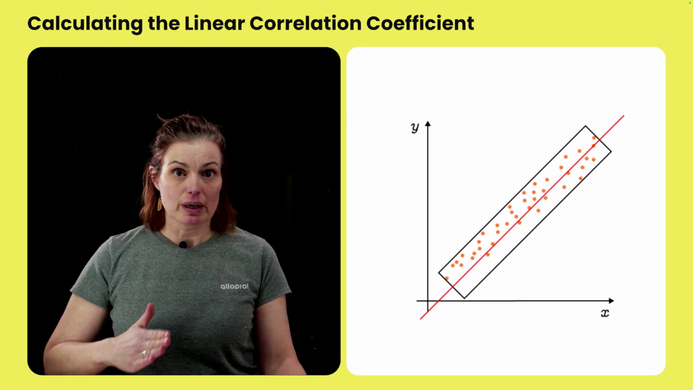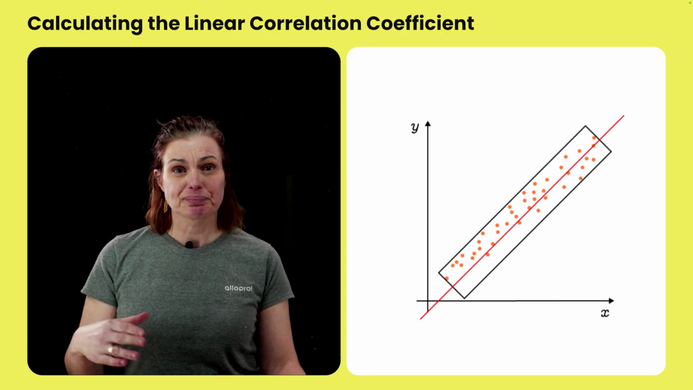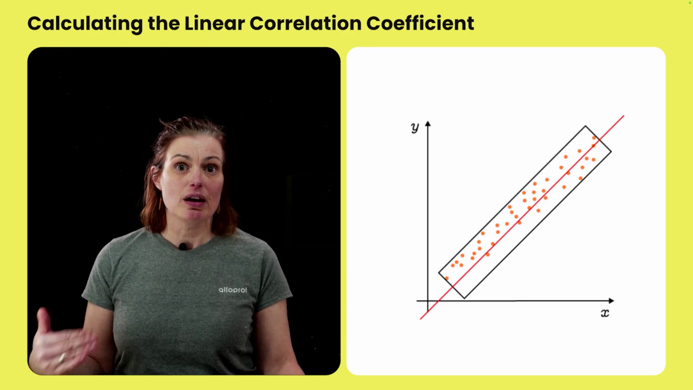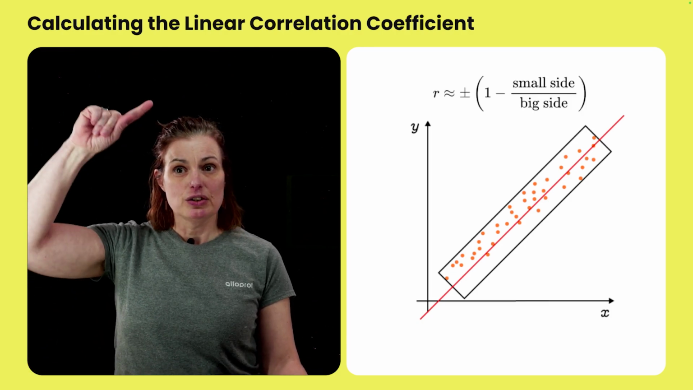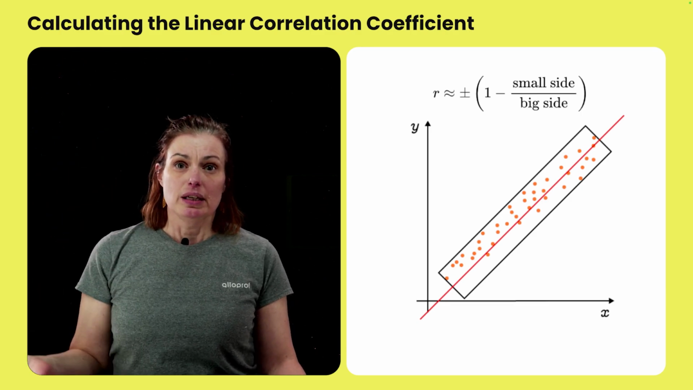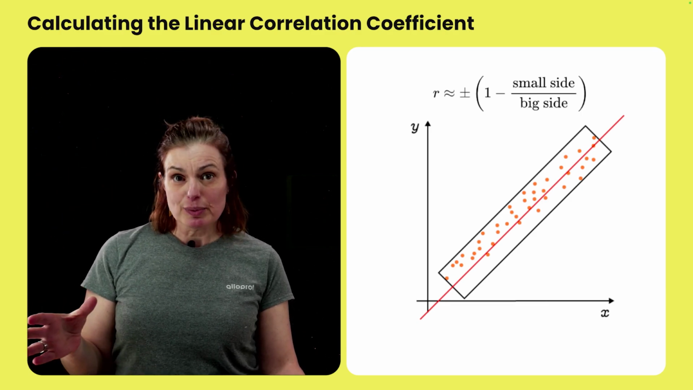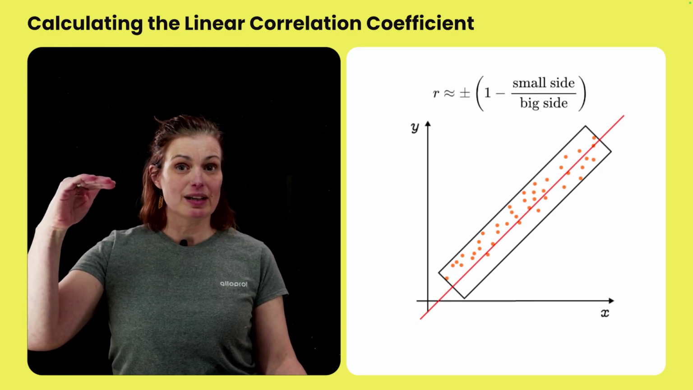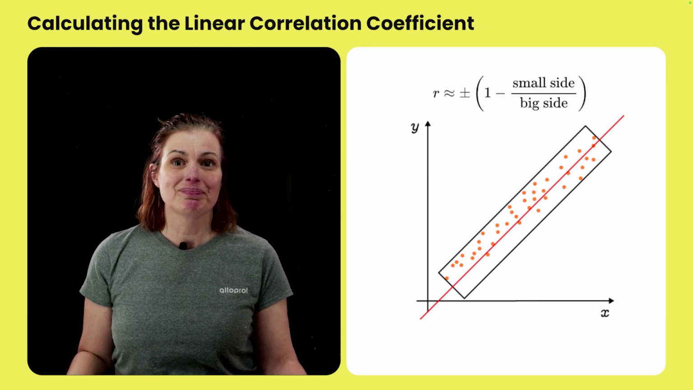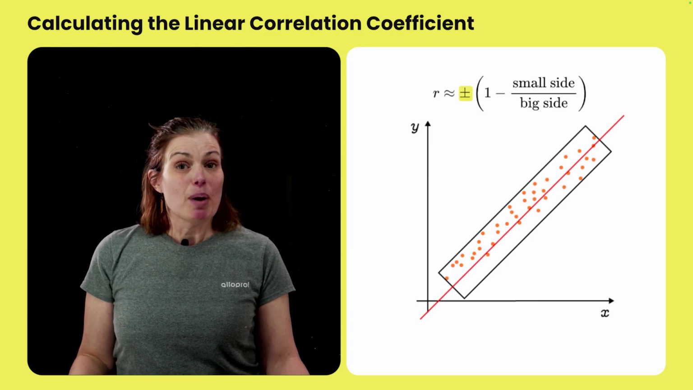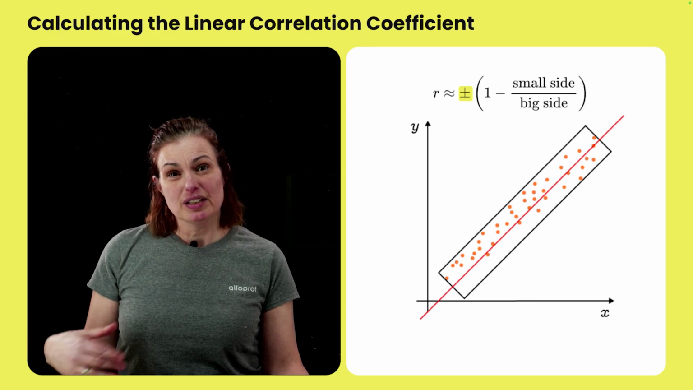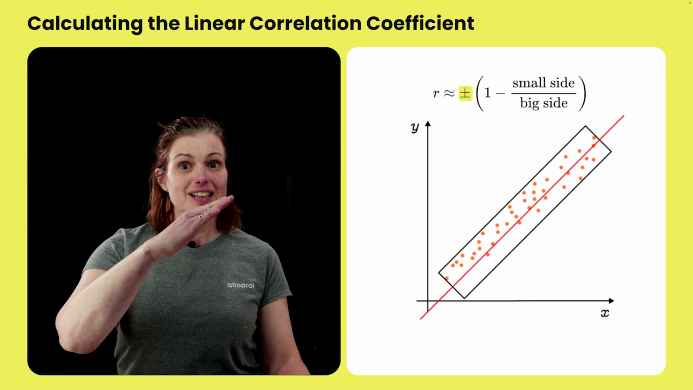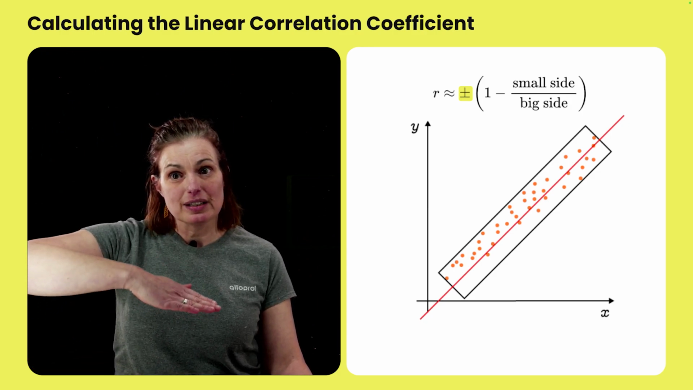You'll also notice that I've drawn a regression line through the middle of the data. That's what I build my rectangle around. And then I'm going to measure the length and the width of my rectangle and put that into our equation here. So the linear correlation coefficient is approximately equal to plus or minus, in brackets, 1 minus the small side, or the width of the rectangle, over the big side, or the length of the rectangle. And that positive and negative, remember, is just indicating the direction that the data is trending. So in a positive situation, the data will be increasing, and a negative R value indicates that the data is decreasing.